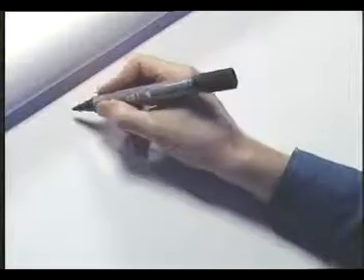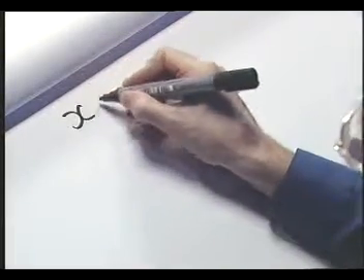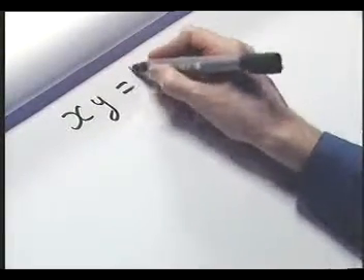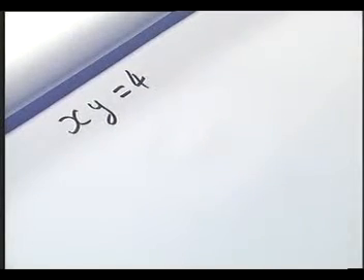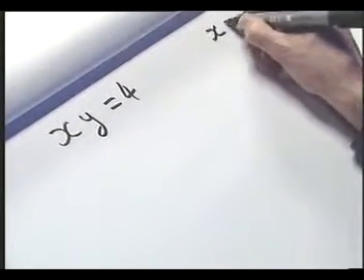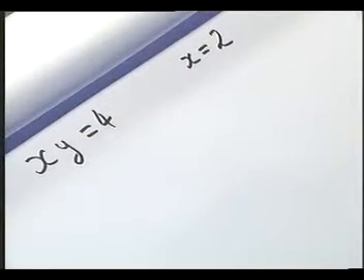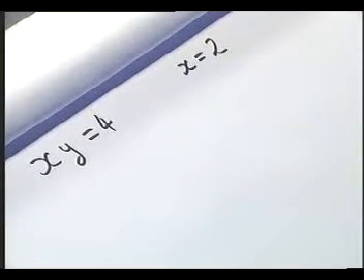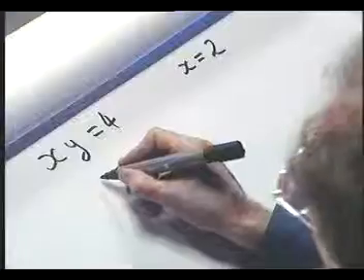So, the question we're going to ask is, if we have the curve xy equals 4, and we look at the point x equals 2, find the equation of the normal. Where does the normal meet the curve again, if it does?